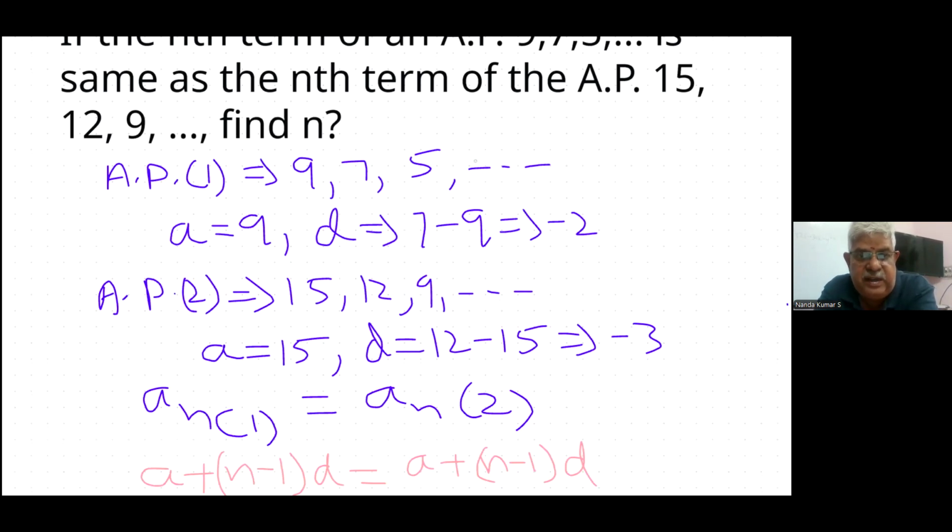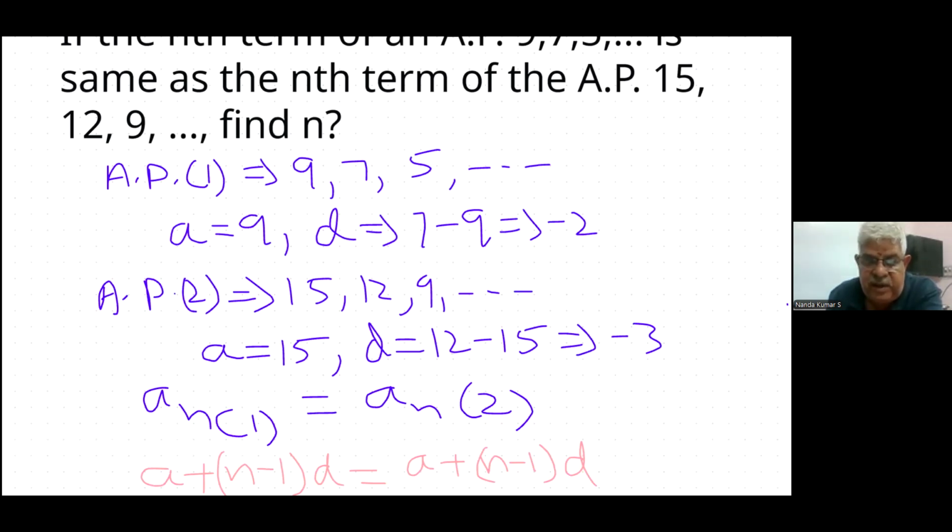So, for AP1 I considered 9, 7, 5, and I try to identify A as 9, and D is 7 minus 9, which gives you minus 2, that is A2 minus A1, the formula I used. Now children, observe the second AP: 15, 12, 9, etc. Here A is 15, and the common difference is 12 minus 15, which gives you negative 3.